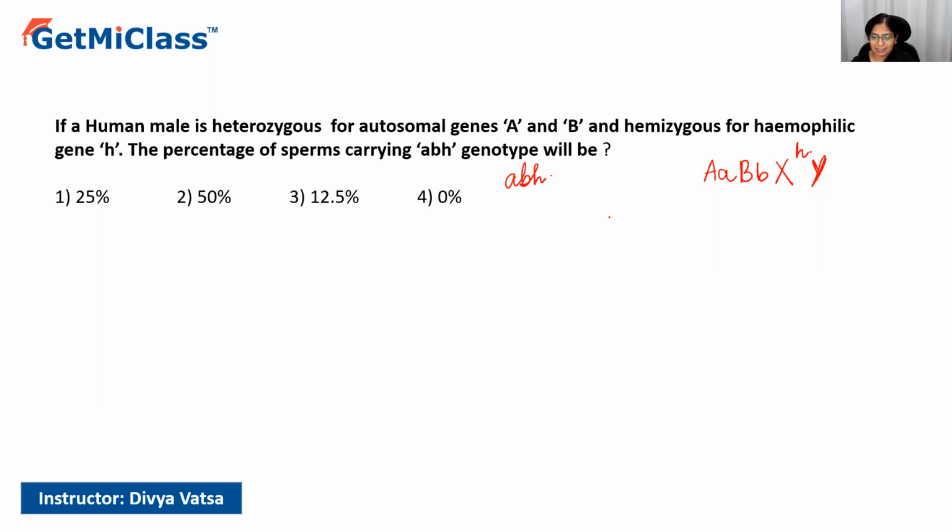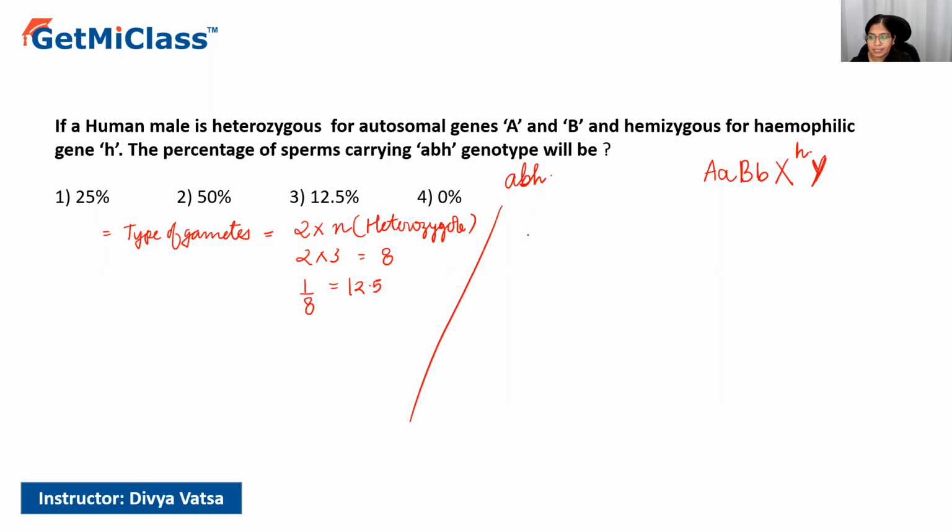See, this is a very simple question. If you want to solve it by a short formula, you can first calculate the type of gametes that will be there. If you calculate the type of gametes, you can just divide 1 by it and you'll get your answer. So the type of gametes is equal to 2^n, where n is the number of heterozygous genes. In this case, how many are there? A, B, and H. So 2^3 will be 8. And 1 upon 8 will result in 12.5.